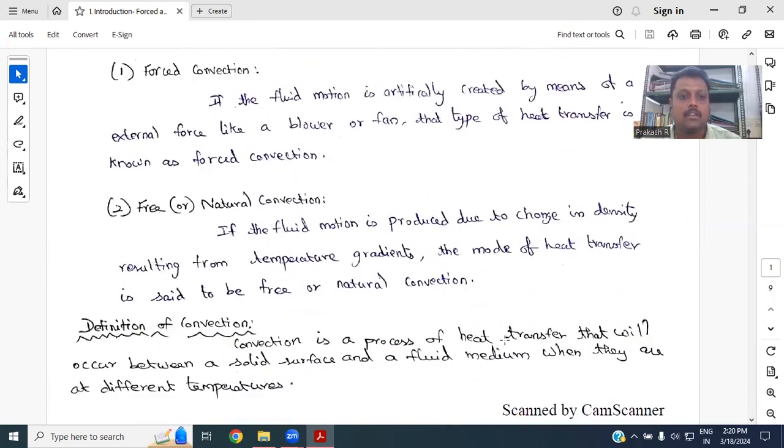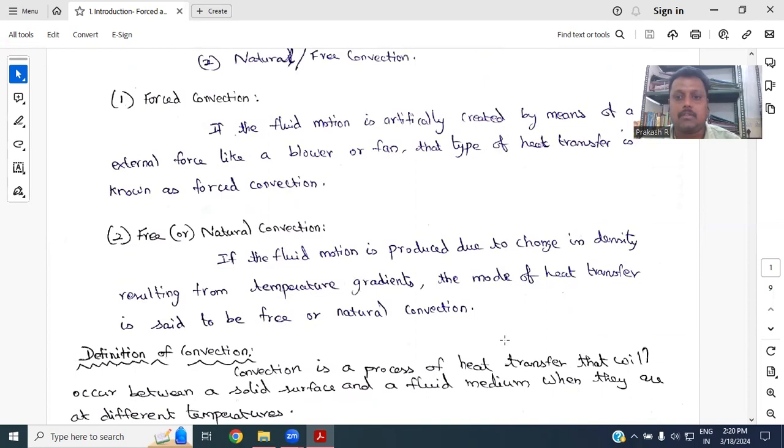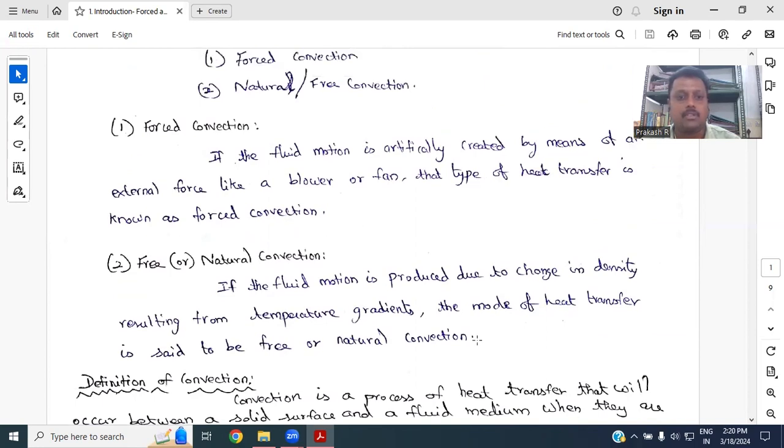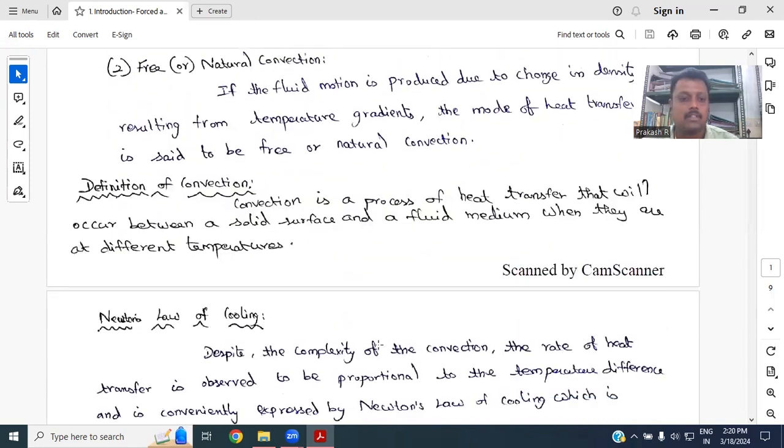Let us see what forced convection means. The fluid motion is artificially created by means of an external force like a blower or fan. Such type of heat transfer is known as forced convection. And the second one is called free or natural convection. It means when the fluid motion is produced due to change in density resulting from the temperature gradient, such mode of heat transfer is said to be free or natural convection.